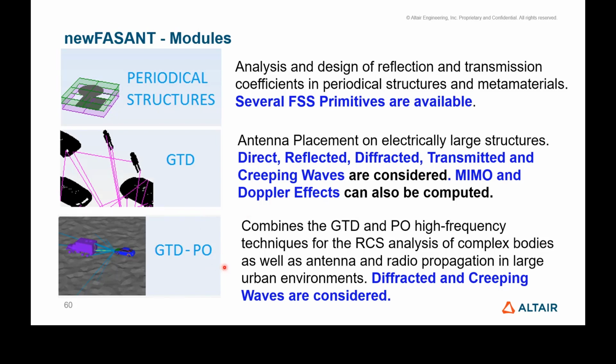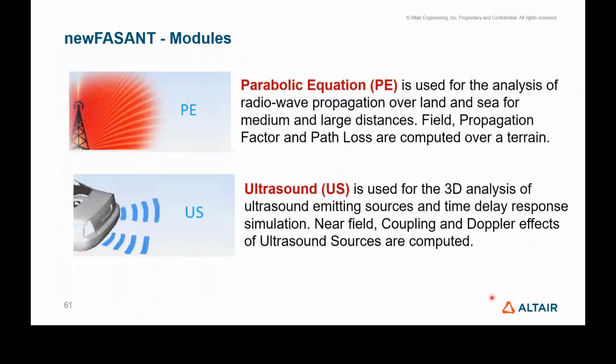This is a unique thing in newFASANT, a hybridization of GTD and physical optics. Again, they take diffracted fields as well as creeping waves into account by doing this. So there are two different things that I don't think we have in Feko, but probably in WinProp we have: the parabolic equation, either in WinProp or in RAP. This is a propagation equation that is used for longer distances and things like that. If you need it, you can use it, but alternatively you can use WinProp or RAP as well.